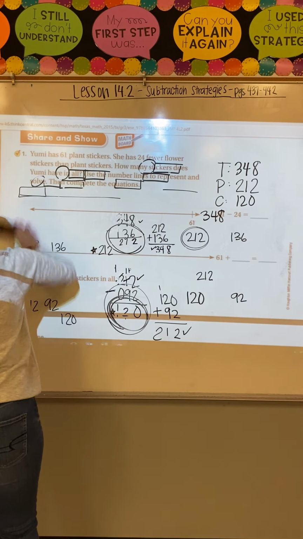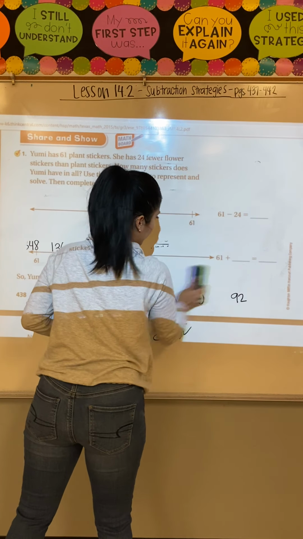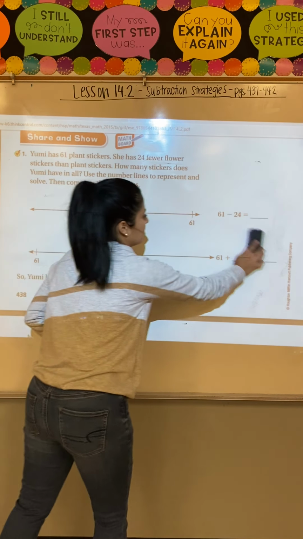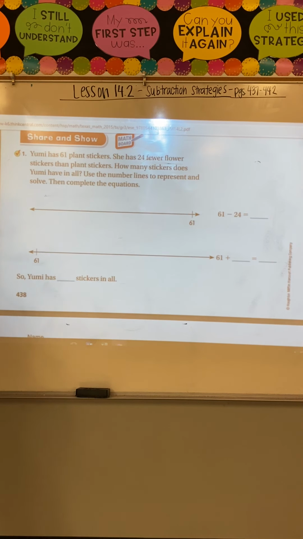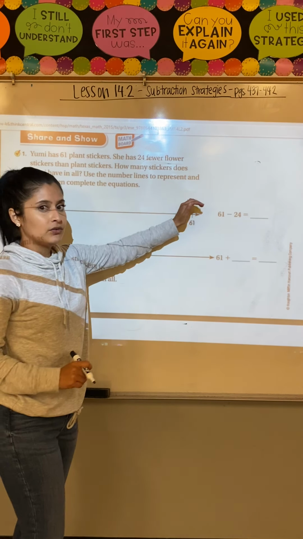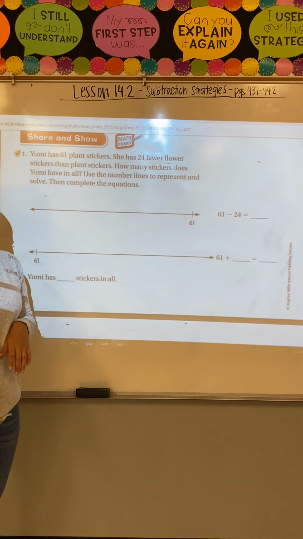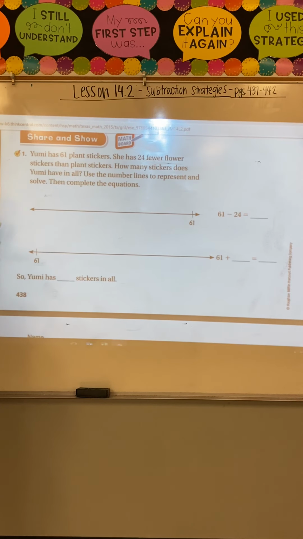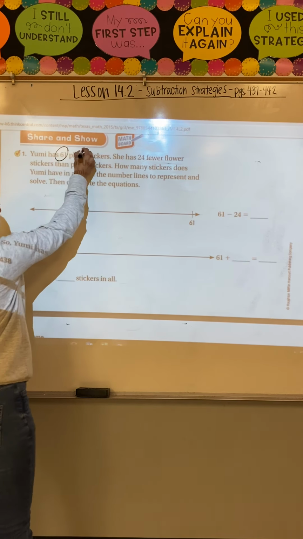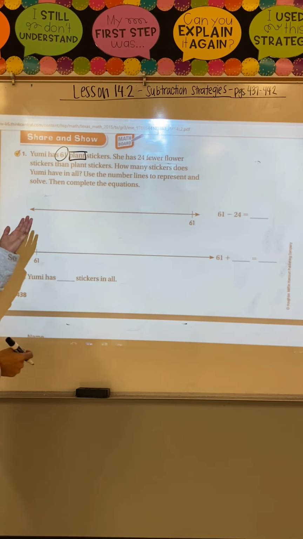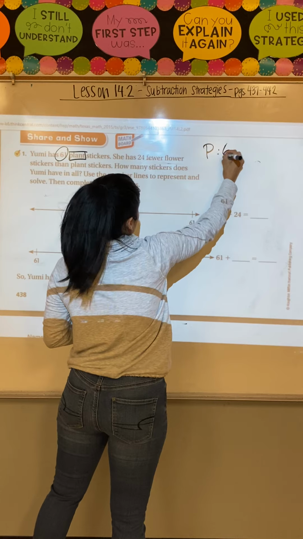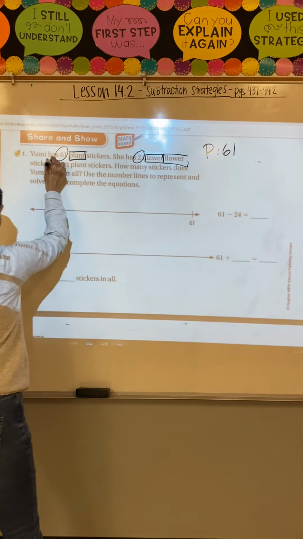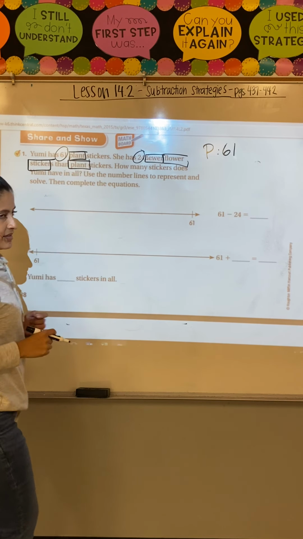All right, so let's take a look at number 1 on that same page, but now let's use another strategy for subtraction. Let's use a number line. All right, so if you notice, there's two number lines and they're open number lines, meaning there is no tick marks. We can create our own. So Yumi has 61 plant stickers. Okay, 61 plant stickers. She has 24 fewer flower stickers than plant stickers.